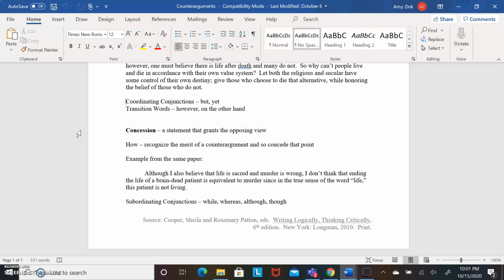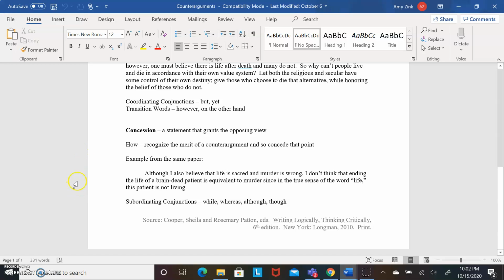So this is a paragraph in which the author would basically grant the opposing view some credit and maybe some level of agreement. It doesn't have to be you completely agree. You could say, I agree with this part of it, but I disagree with this part. Or you could just say, I agree with that perspective or that point of view. So the way you do it is, again, you start off with acknowledging and stating that counter argument, that opposing viewpoint, and then you recognize the merit of it and you concede that point.